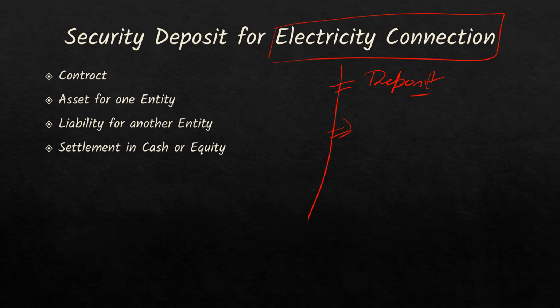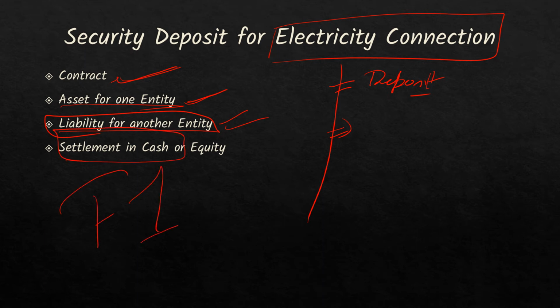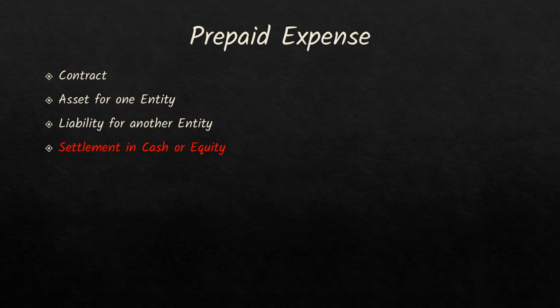Okay, so there is a contract. Yes, you will be getting electricity. You have given the deposit, so you will be showing it as your asset. They need to pay back the security after a certain time when the connection is revoked. So yes, liability is there. Settlement is in cash. So yes, that security deposit is nothing but a financial instrument. Okay, let's move further.